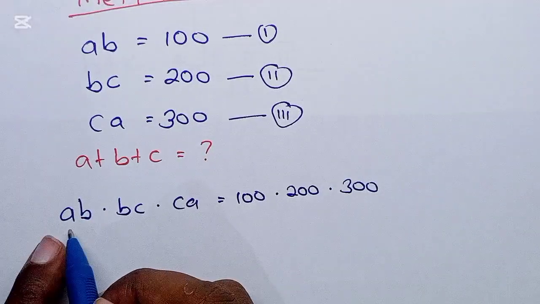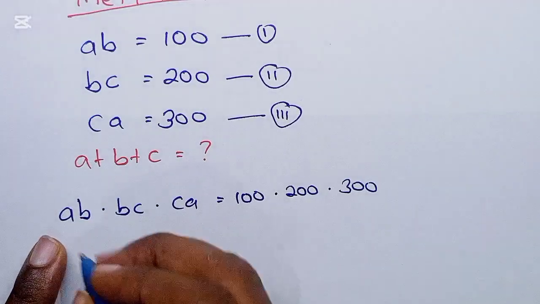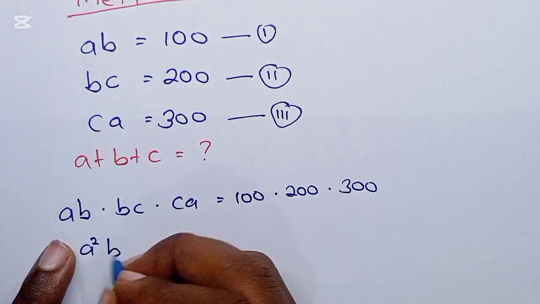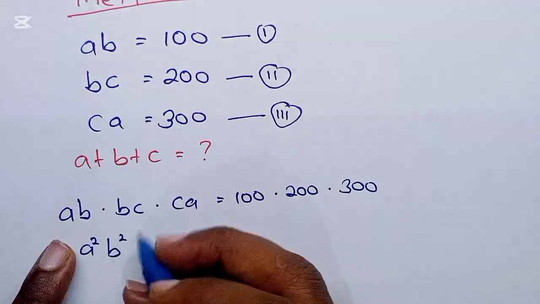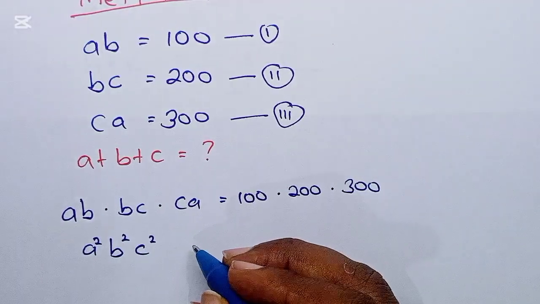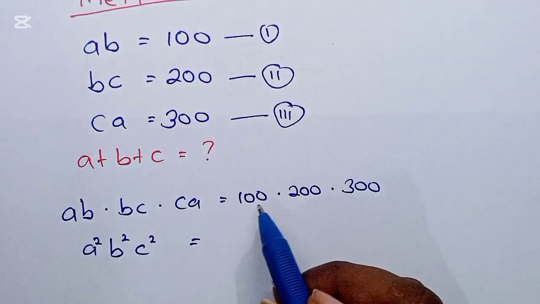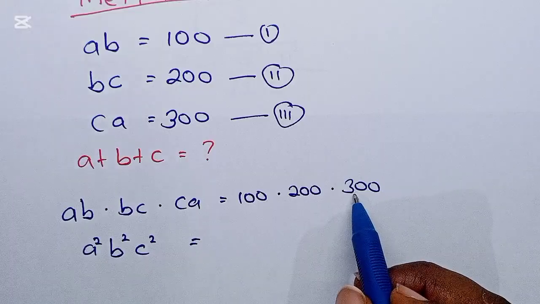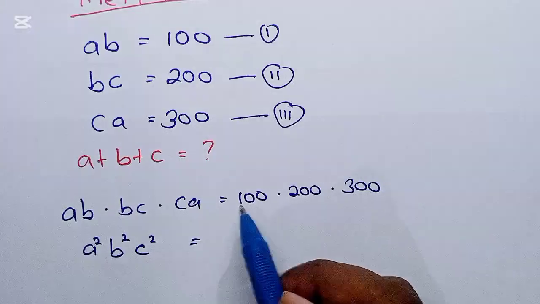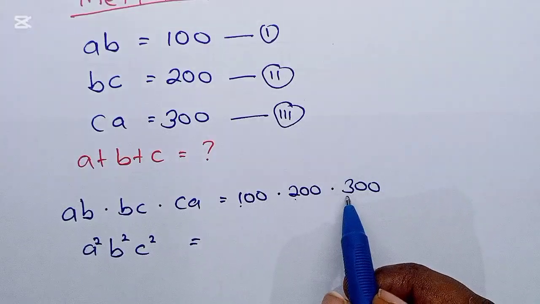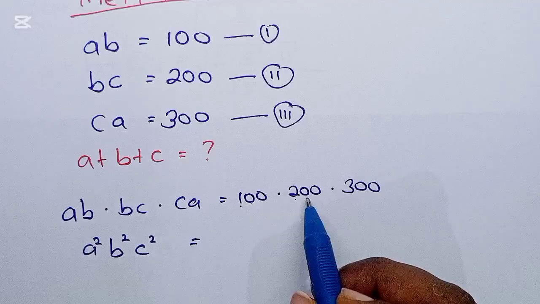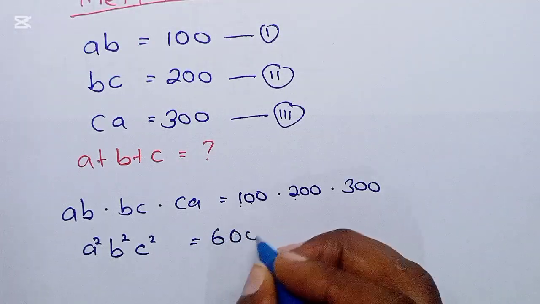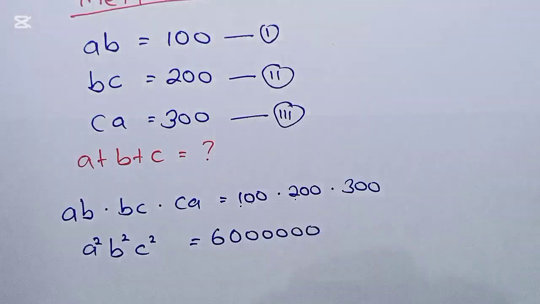So we have two A's. So this is A times A, which is A squared. Then B times B, which is B squared. And also C times C, which is C squared. This is equals to 100 times 200 times 300. So we multiply this 1 times 2 is 2, 2 times 3 is 6. Then we have 1, 2, 3, 4, 5, 6 zeros. So we have 6, then 1, 2, 3, 4, 5, 6.